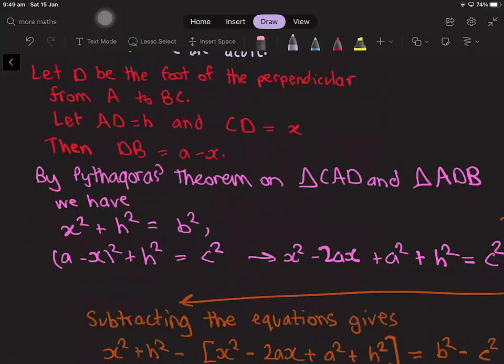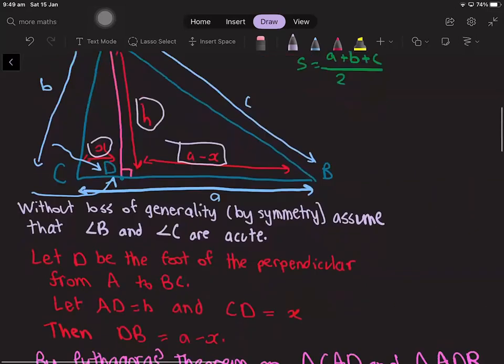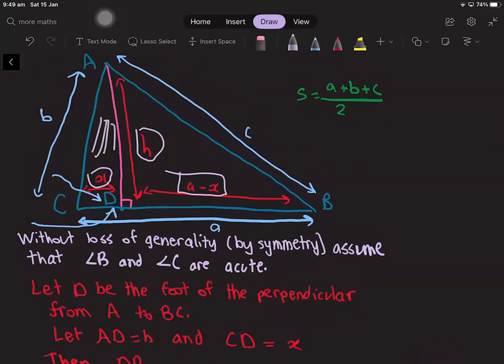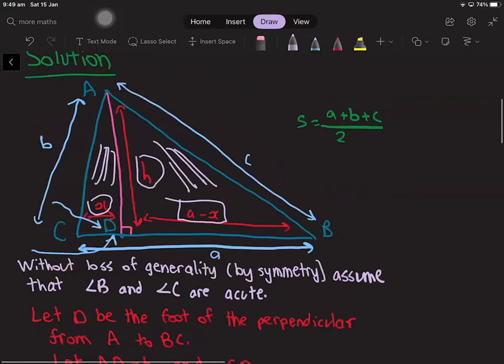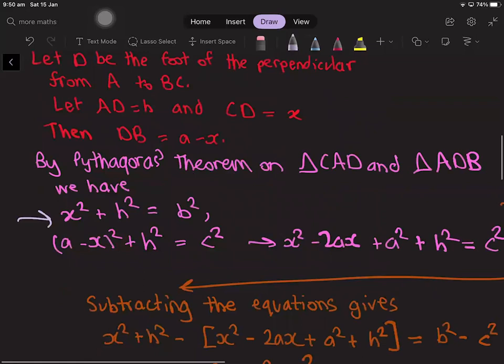Now we'll apply Pythagoras' theorem on two different triangles, CAD and ADB. So this is triangle CAD and this is triangle ADB. And this gives us x squared plus h squared equals b squared. So that's using the legs of triangle CAD, x squared plus h squared, and the hypotenuse is b squared. And also on triangle ADB, we have (a minus x) squared plus h squared equals c squared. That's c is the hypotenuse. So then we have these two equations over here.